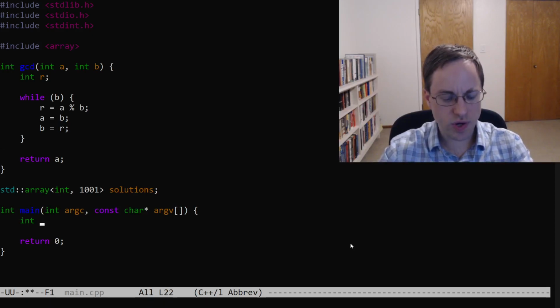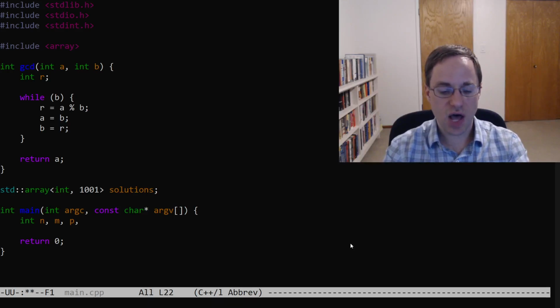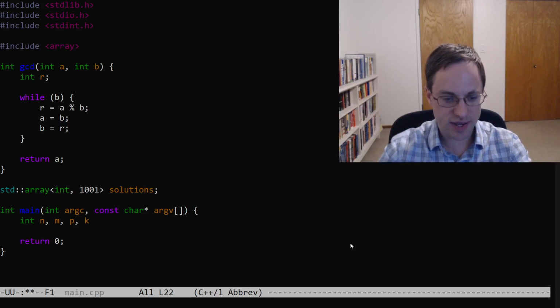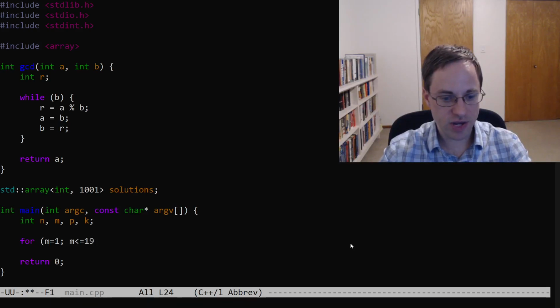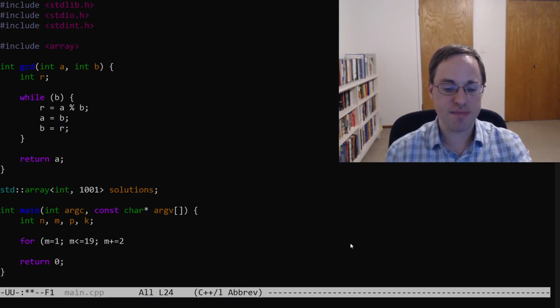And then down here, we're going to need n and m, probably p for the perimeter. And recall that we need to scale our primitive Pythagorean triples to get all the Pythagorean triples. And so we're going to need some scaling factor k. All right, so then we'll say for m is equal to 1, m is less than or equal to 19. Remember, we determined that upper bound in our analysis earlier. And then we're going to increment m by 2. Be careful not to increment m by 1 because m has to be only the odd integers.